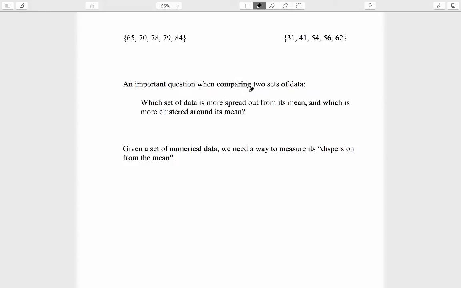Now here's an important question when comparing two sets of data. We alluded to this earlier. Which set of data is more spread out from its mean, and which is more clustered around its mean? When we looked at all the scores from Section 1 and just eyeballed them, they were actually bunched together a little bit more than the scores in Section 2. So given a set of numerical data, we need a way to measure its dispersion from the mean. So it's specifically going to be in relation to the mean that we're going to measure how spread out the data set is.